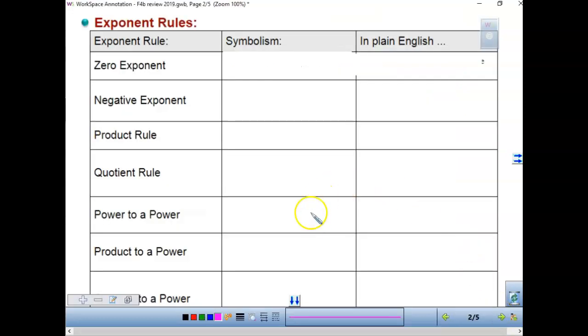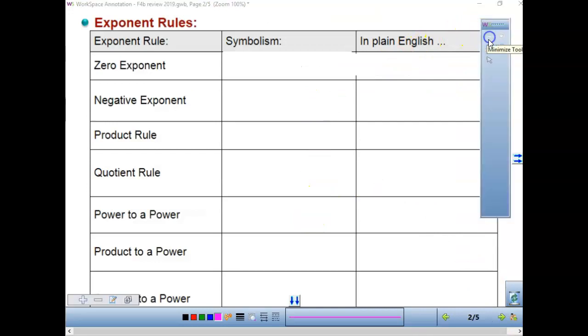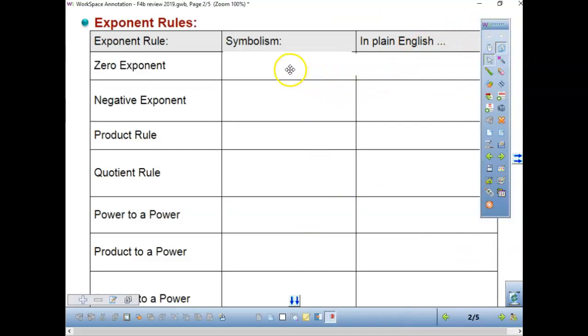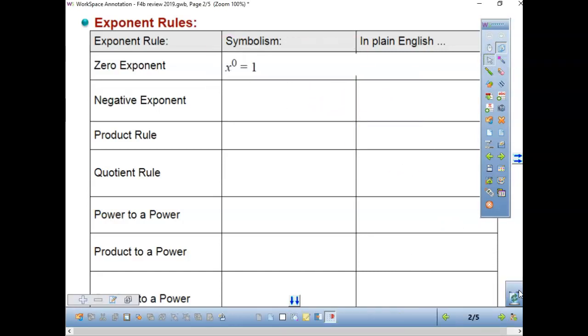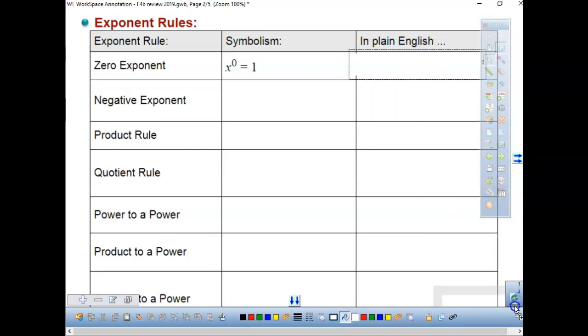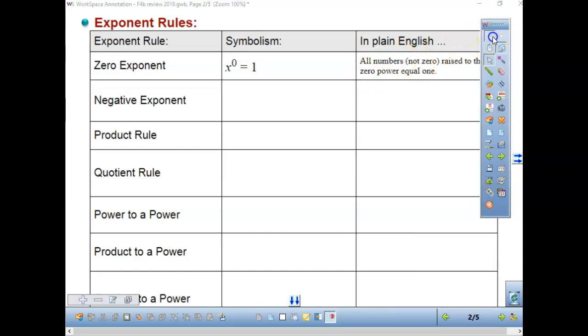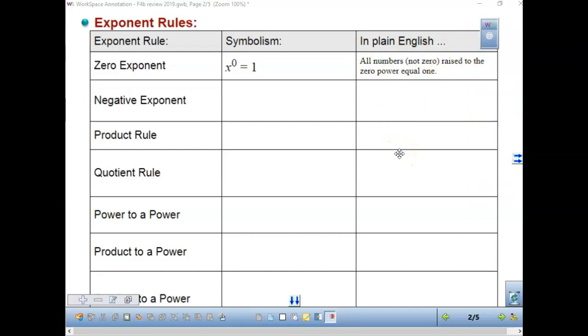Okay? So the zero exponent. We are looking at each of these rules and we want to put it down in symbols. So in symbols, the zero exponent is telling us anything to the 0 power equals, everyone? Anything to the 0 equals 1. Because I get really frustrated when I'm correcting this quiz and I have something to the 0 power and people tell me it's either that number or they'll tell me x. So all numbers, not 0, raised to the 0 power are going to be equal to 1. Anything to the 0 power equals 1.